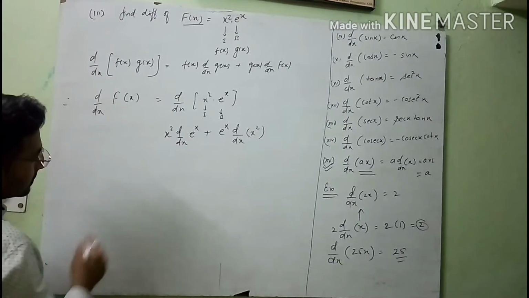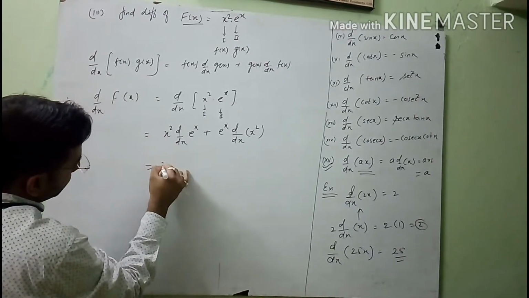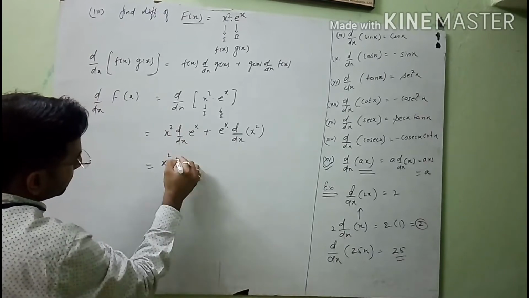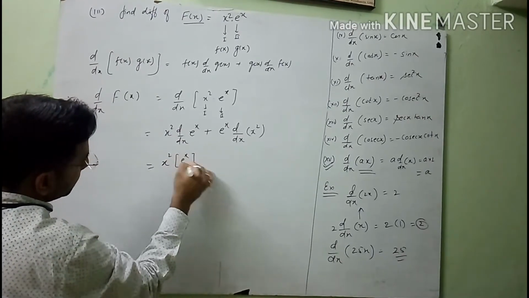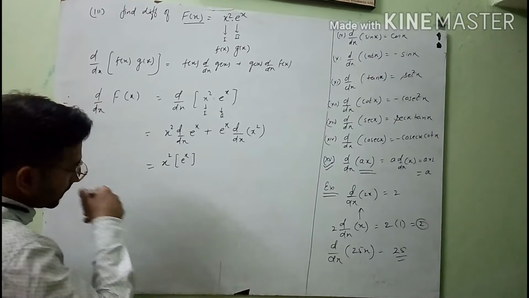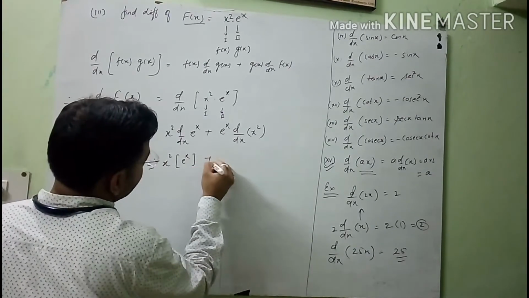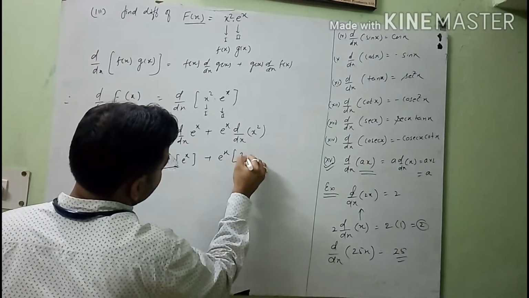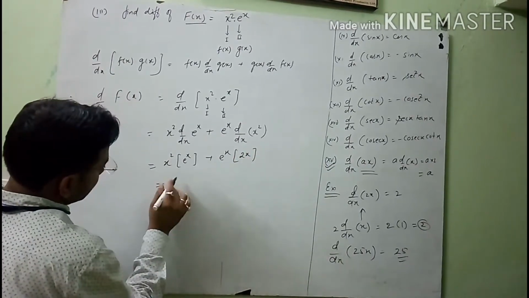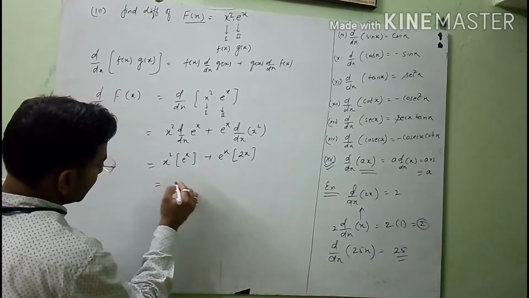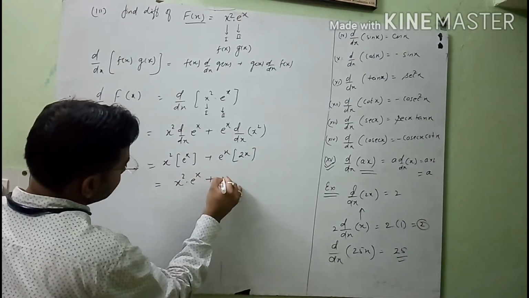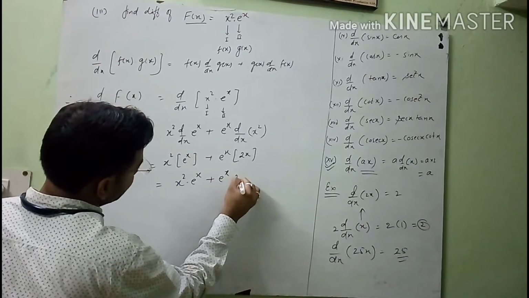Is the point clear? So see, after this, the first function stays the same, and you know that the differentiation of e raised to the power x remains the same, e raised to the power x. You can see the formula which I have written. So here e raised to the power x as it is, and the differentiation of x square, you know that it equals 2x. So the answer is x square e raised to the power x plus e raised to the power x into 2x.